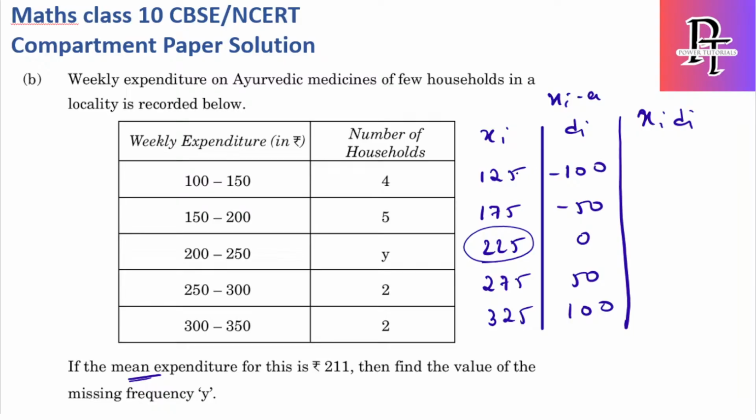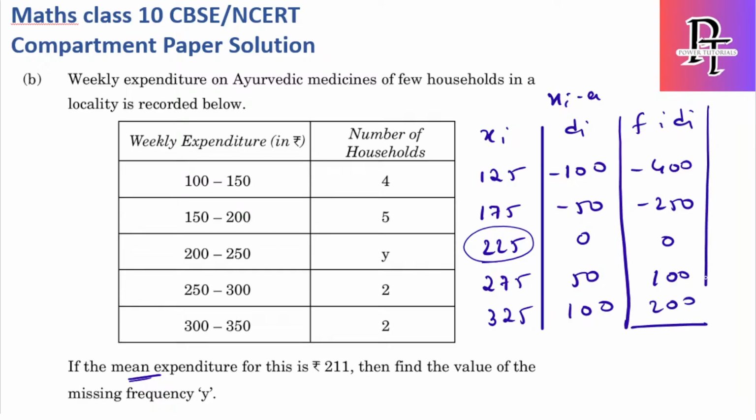Now what is the next column? It is fi di, the frequency into the particular d value, which is xi minus a. So 4 into minus 100, I will get minus 400. 5 into minus 50, I will get minus 250. This is 0. 2 into 50 is 100, and 2 into 100 is 200. If I add all these values, I get 300 and minus 650, so I will get minus 350.